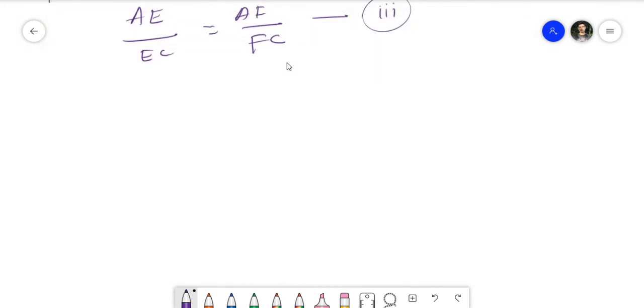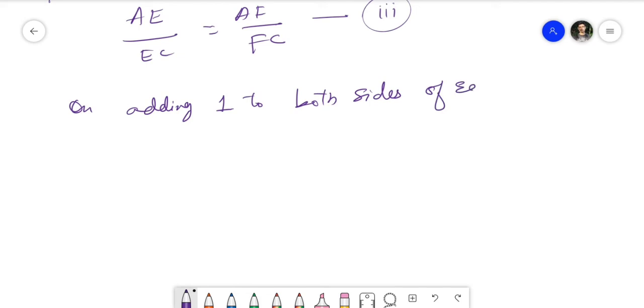Okay, on adding 1 to both sides. This is easy. Don't think this is tough. If you are finding any difficulties, then just revise the video. This is the best thing about learning online. You can revise as much as you want. So adding 1 to both sides, we'll be adding AE.